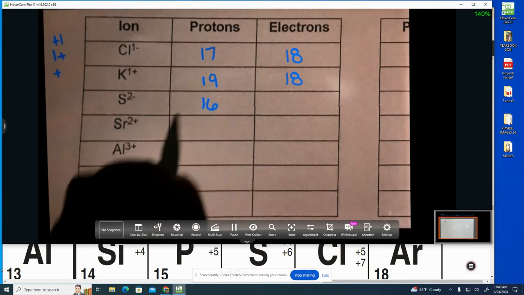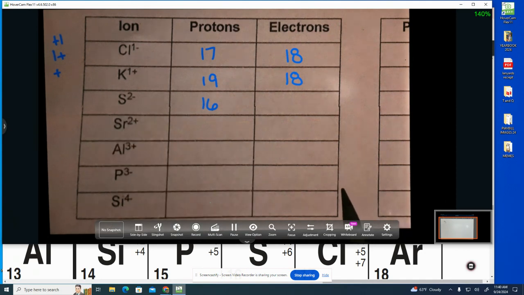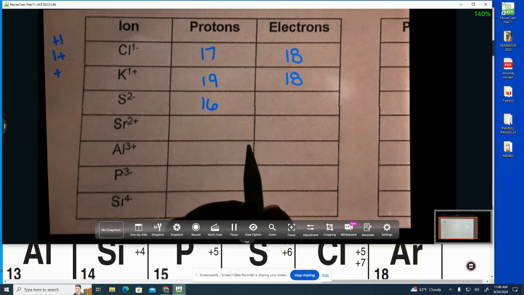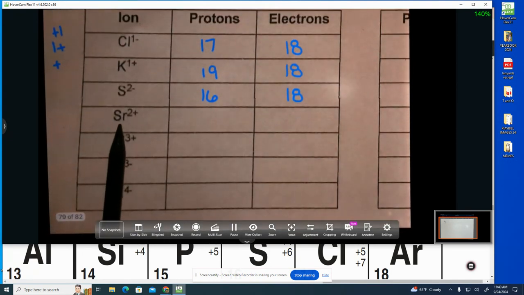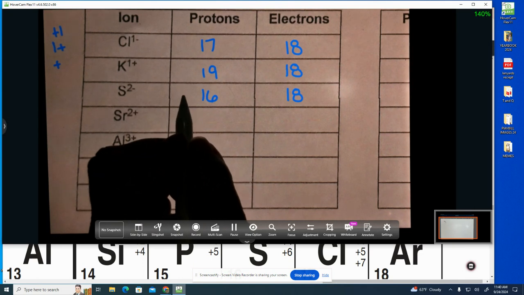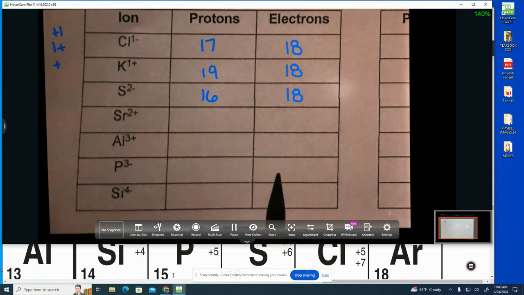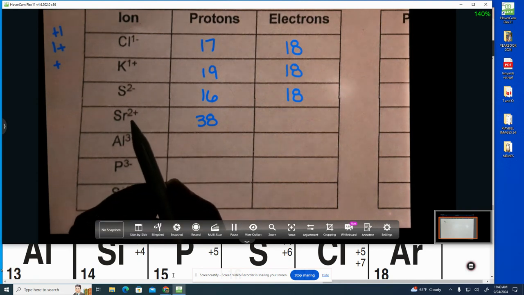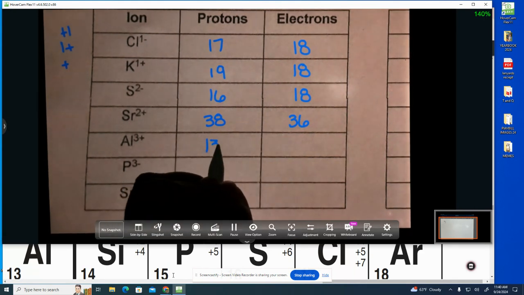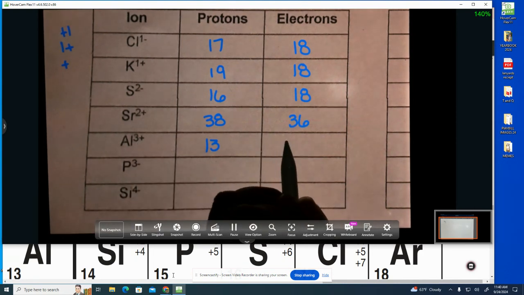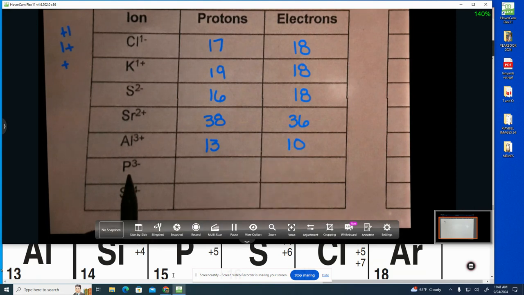All right, sulfur -2. Sulfur has 16 protons. If it's a -2 charge, how many electrons does it have? How many? The other way. 18. This chart seems to really like 18. Strontium +2. Strontium has, wait a minute, 38. Yeah. That's what happens when you get old. You can't see the numbers anymore. All right, so 38. And if this is a +2, that means it's going to be 36. All right, aluminum has 13. If it's a +3, that means this is going to be 10. Phosphorus is 15. If it's a -3, then it's going to be 18 again.